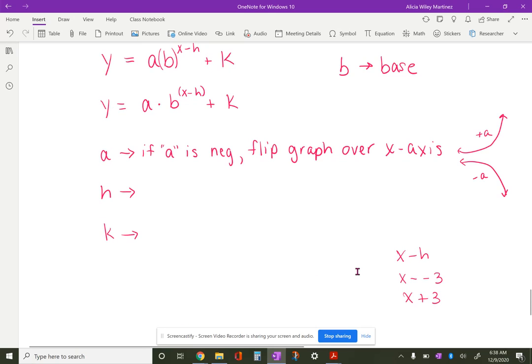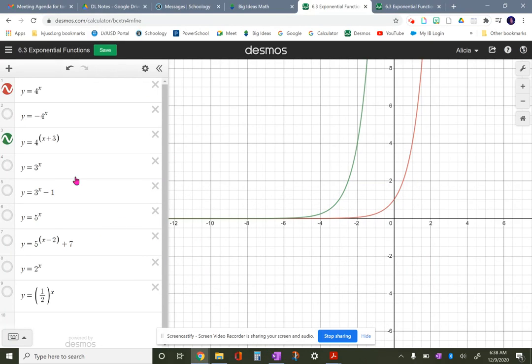So I always like to say with the h value, even though this isn't really technical, you're going to move it the opposite of what you see. Let's compare it to what happens if this were a minus 3. You can see that it goes to the right. I'm going to put that back how it was.